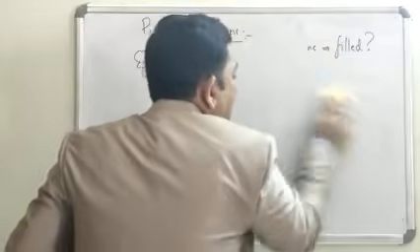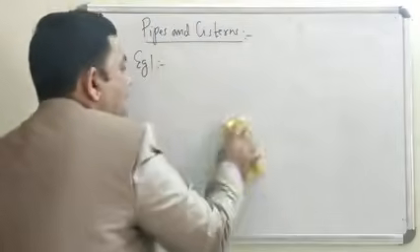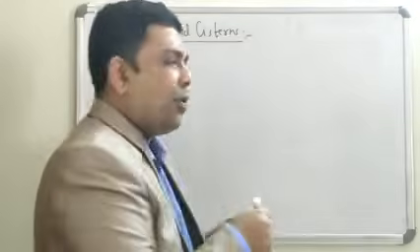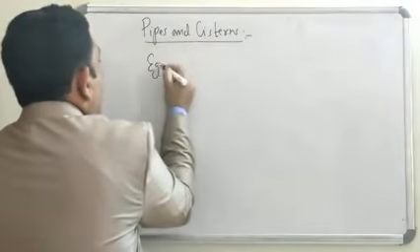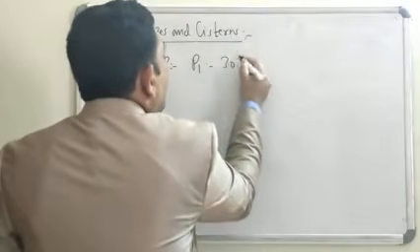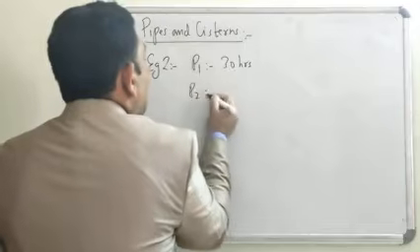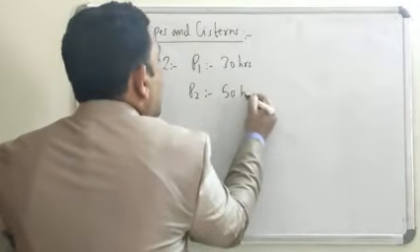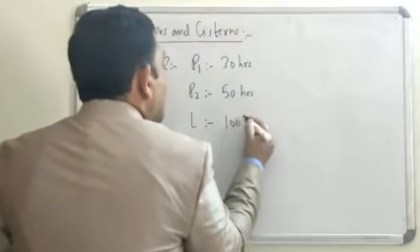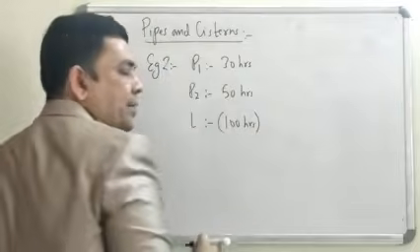Maybe we'll take the same data, but try and change the question. Okay, I hope all of you are listening. So example 2. Pipe 1 can fill it in 30 hours. Pipe 2 can fill it in 50 hours. And the leak can empty the tank in 100 hours.